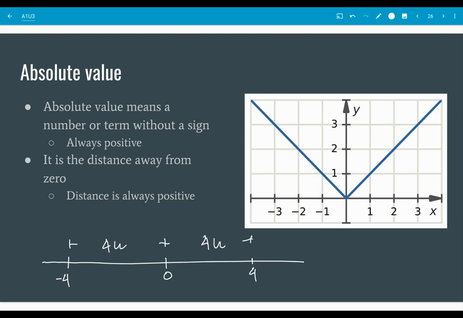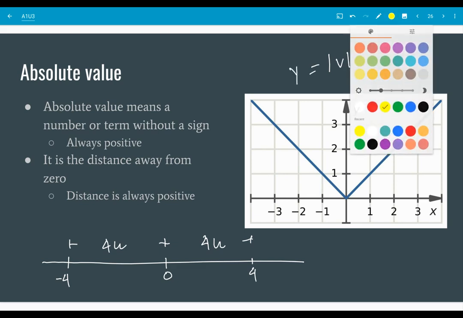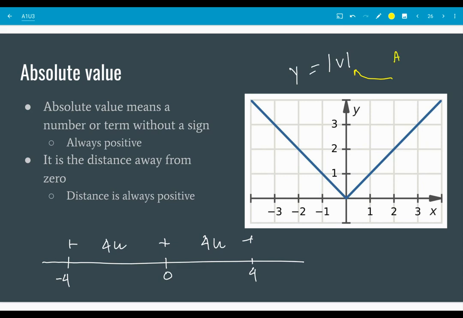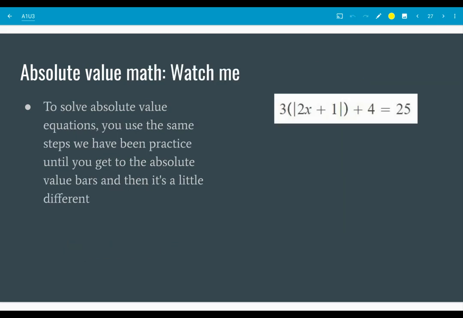The picture here is what the absolute value of x looks like. These here are what we call absolute value bars. They are generally vertical lines that extend above and below the line of text. So let's look at how we solve them. So up to a point, it's the same step. So let me get to that point, and then we'll talk about it.